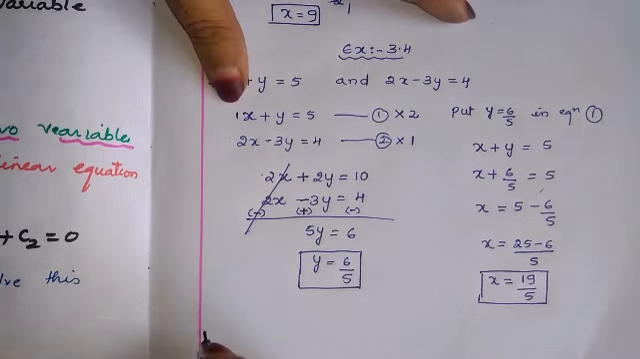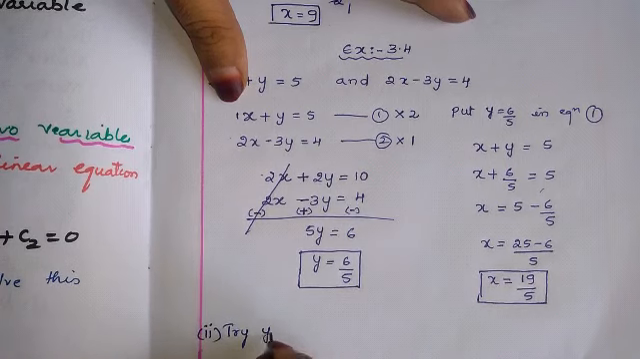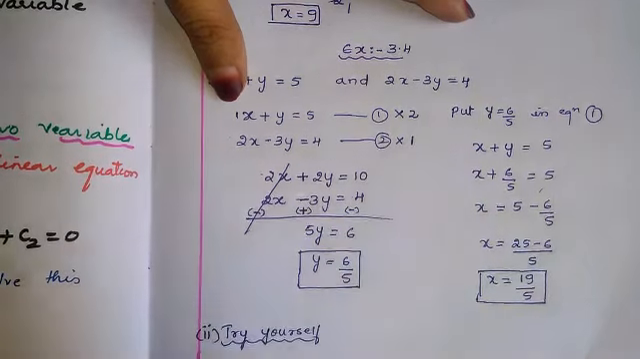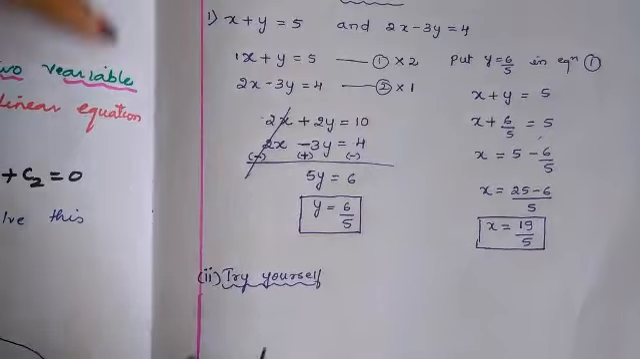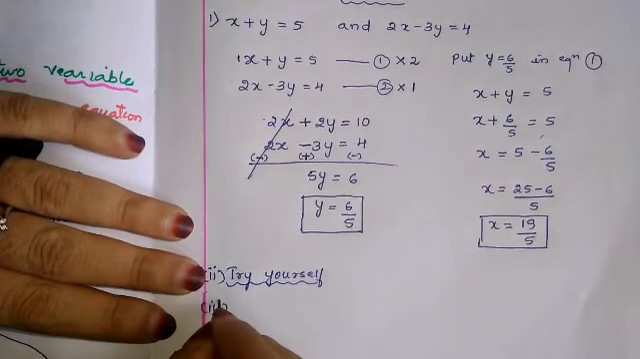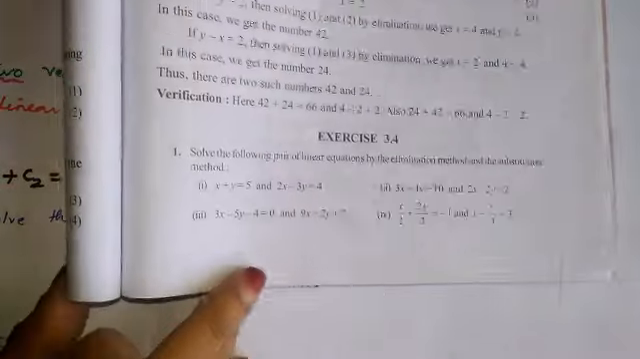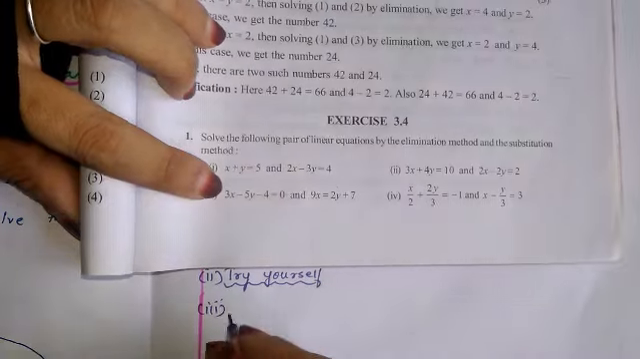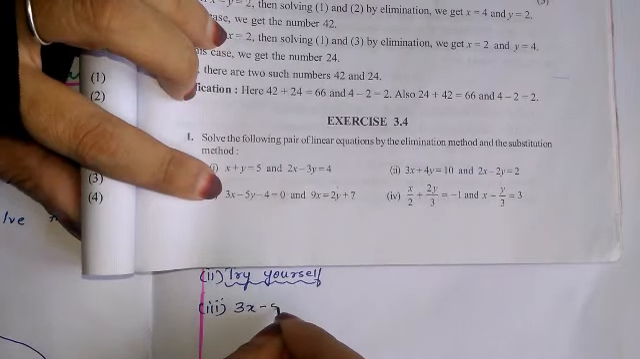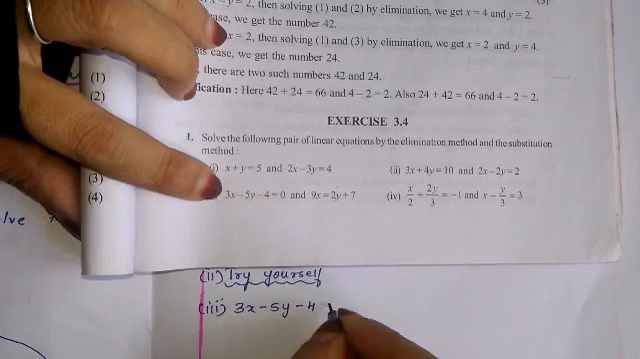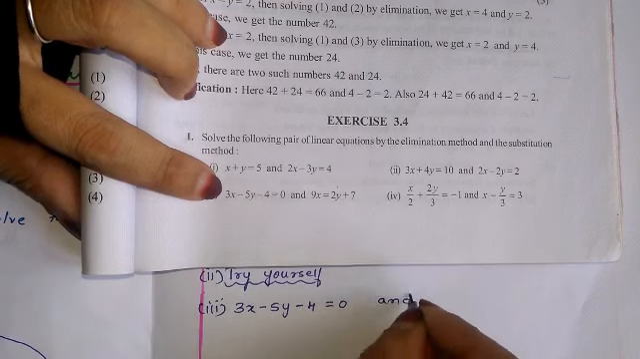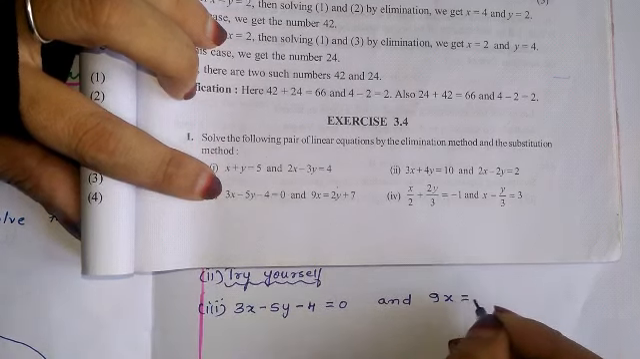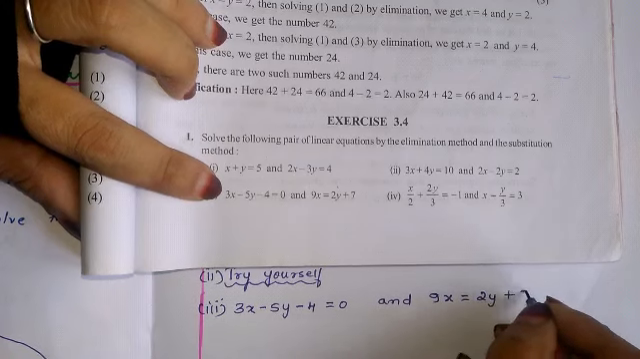Got it? Now the second problem you have to try yourself, which is exactly the same. So you have to try it yourself with the same method. Okay. Let me see the third problem now. Question number 3. Second one you are going to try this. Okay. Third one, 3x minus 5y minus 4 equal to 0 and 9x is equal to 2y plus 7.